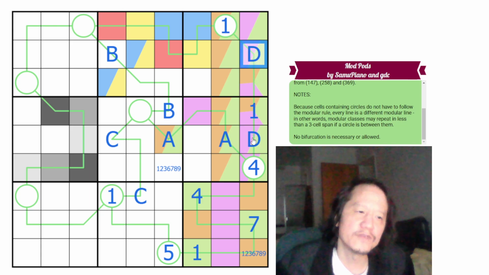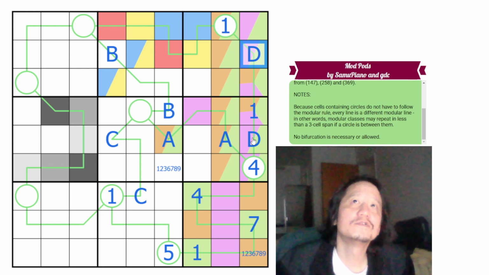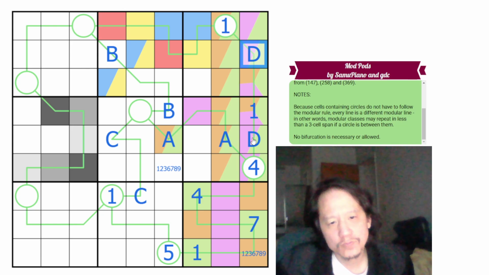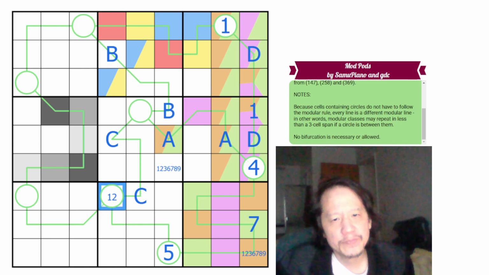You don't have a 7 either. So it's no 1, no 4. So 1, 2, 3, 8 works. 1, 2, 5, 6 works. Yeah, that seems reasonable.